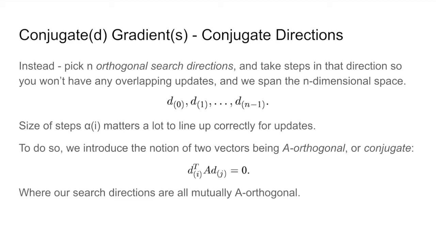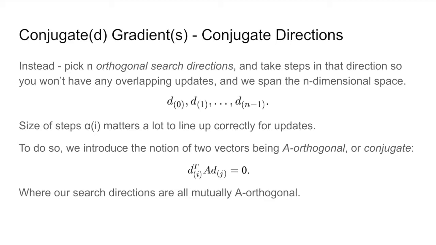Instead of using gradient steps with lots of overlap, we can pick n orthogonal search directions and only use these search directions in our updates. This implies that there are no overlapping search directions in all our updates. We also span the entire n-dimensional space, since n mutually orthogonal vectors span R^n. These are represented here by d_0 all the way until d_{n-1}. In this case, the step sizes alpha_i matter a lot, in order to line up correctly for all of our updates.